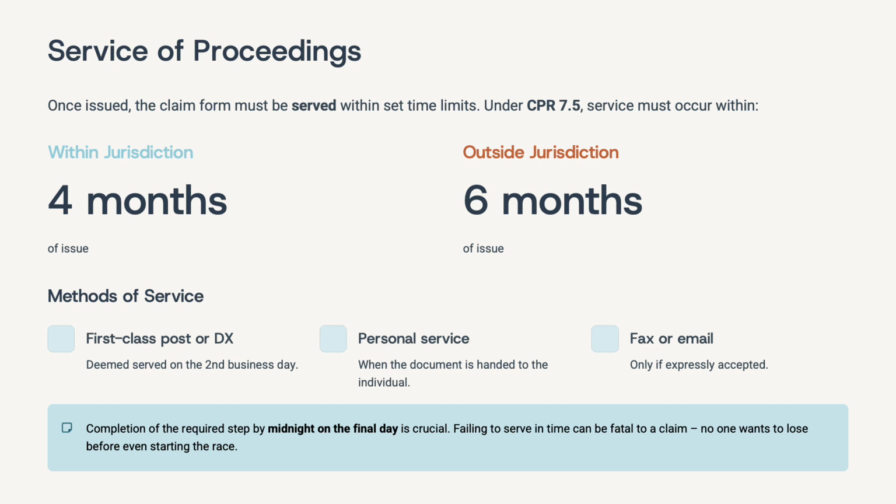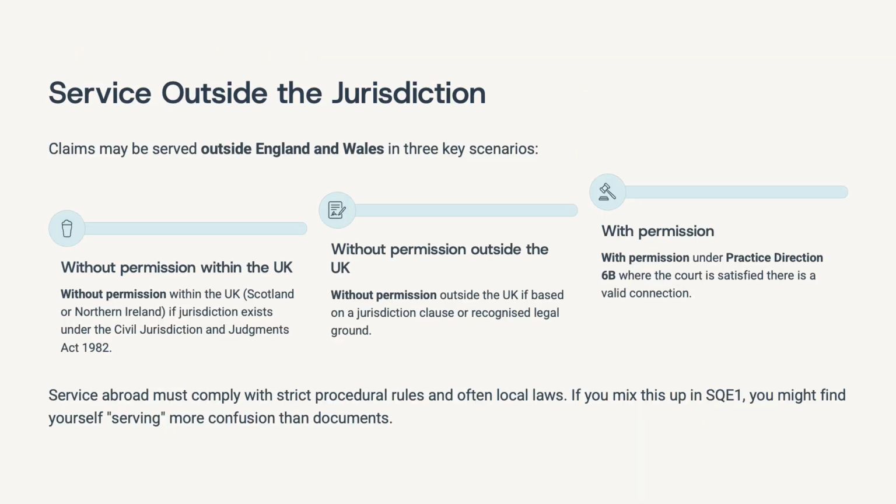For example, first class post is deemed served on the second business day. The small details are where SQE loves to test. So that's what you need to understand. Okay. The next thing is service outside the jurisdiction. Now things get slightly international.